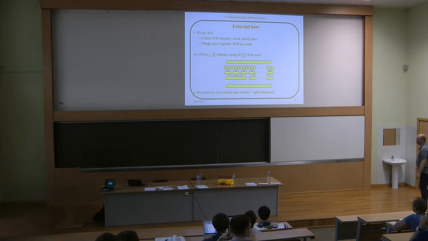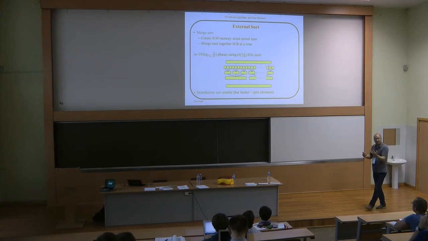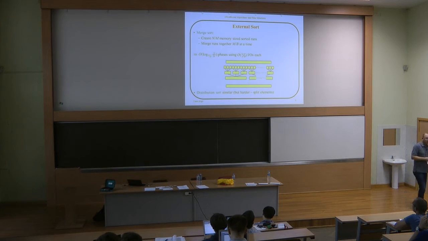Just to remind you, sorting is this thing where we start by creating sorted runs, so memory loads of sorted elements, and then we start merging them together m over b at a time. And this was the key thing about the IO model, that we can merge m over b things together in linear IO, where we're used to doing 2. Since in each level of this merge tree we can use linear IOs, we get the optimal sorting algorithm. And then I talked a little bit about distribution sorting, which was just turning this thing upside down.